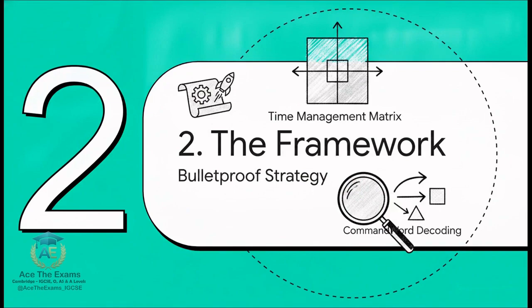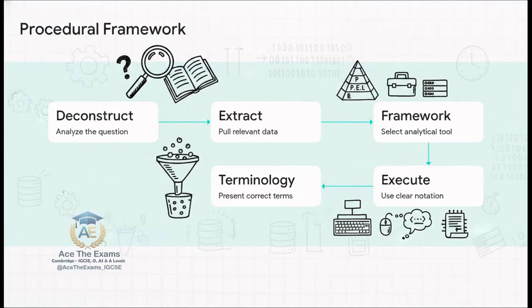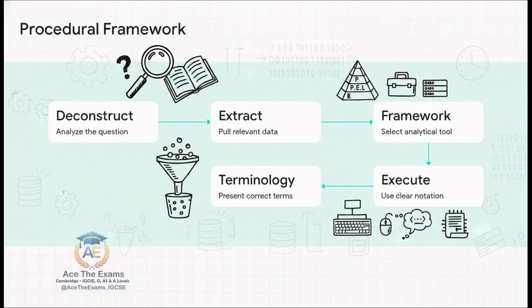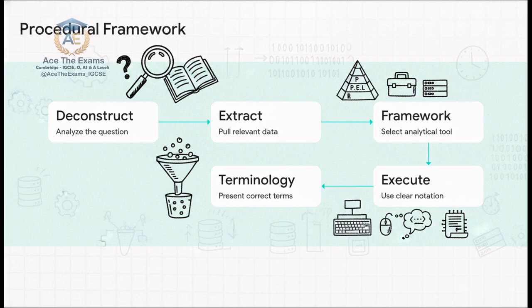Moving right along to Section 2, the procedural framework. Grab a pen because this is your bulletproof strategy for decoding command words. Here are the 5 critical steps to ensure zero margin for error. First, deconstruct the question. You have to look at the command word. Are they asking you to describe the batch update process, or are they asking you to evaluate the choice of batch processing over a real-time system? Those command words change your entire trajectory.